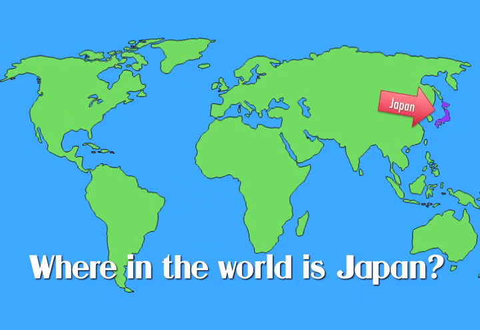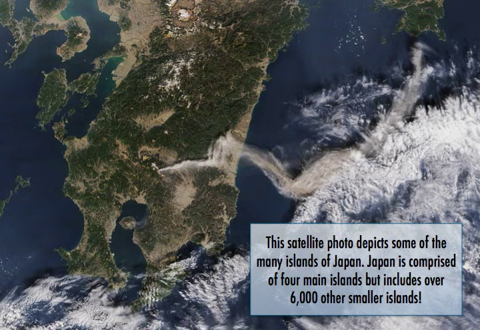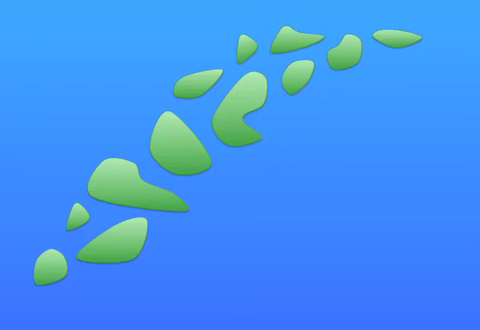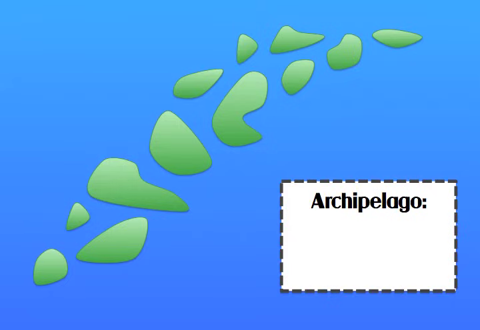Japan is located off the east coast of Asia, near China and Korea. And Japan itself is a series of islands. Now, there are 4 main islands of Japan, including the island of Kyushu, which we can see in this satellite image here. But there are also thousands of other smaller islands that make up what we know of today as the country of Japan. Now, there's a geographic term that's used to describe this phenomenon, and that is an archipelago.